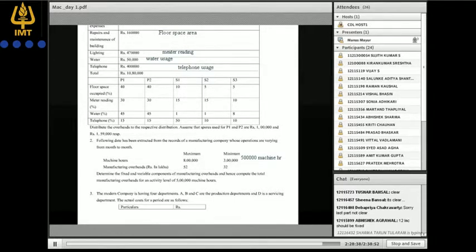Okay, I'll make it clear. We'll just solve this numerical.